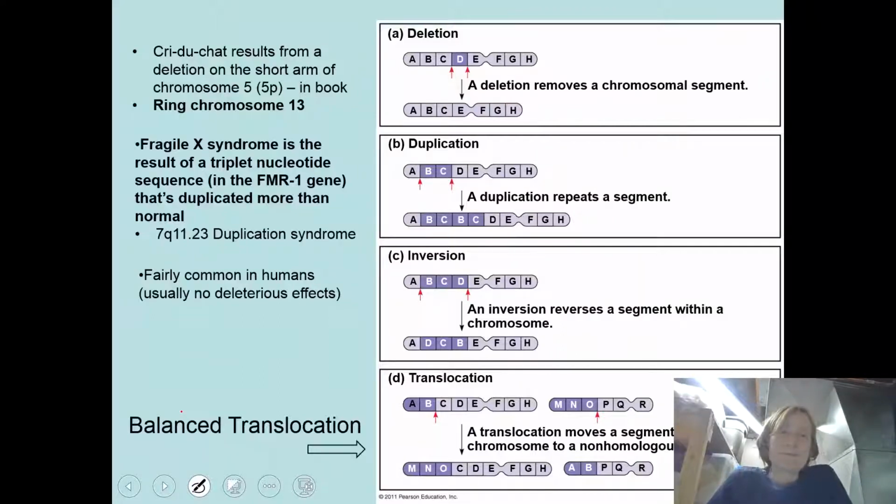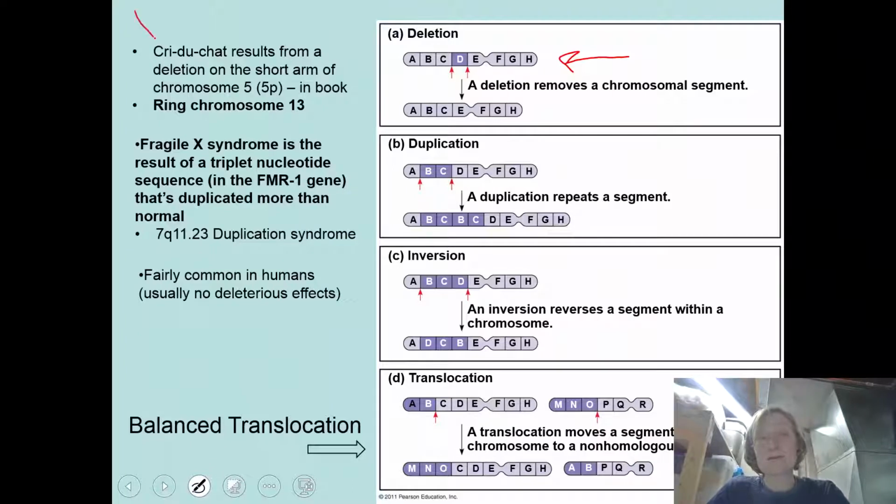Okay, these are pictures that show what can happen. What are some mechanisms by which we can alter the chromosome structure? In the first example here, we've got a deletion, and the purple thing here represents a chromosome. All of the letters on the chromosome represent sections of the chromosome, pieces of the chromosome. And in the deletion, a piece of the chromosome is lost.